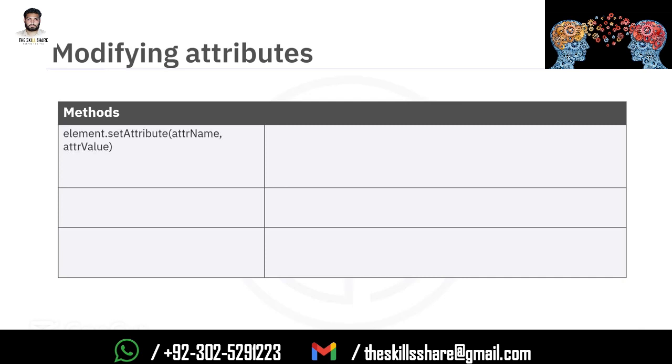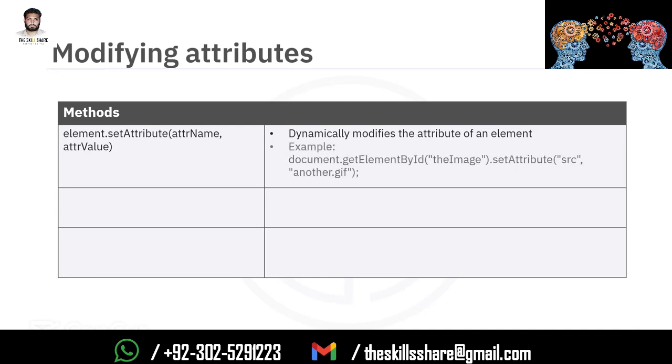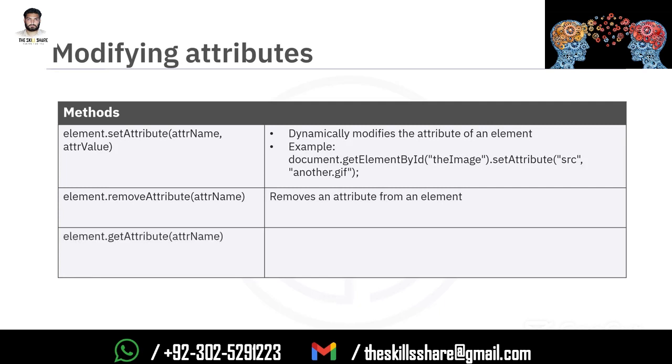The function element.setAttribute with parameters attribute name, attribute value dynamically modifies the attribute of an element. In the example, the src attribute of an element with an ID of the image is set to a different target image. The function element.removeAttribute name removes an attribute from an element. The function element.getAttribute name retrieves the value of the specified attribute in the element, if it exists.